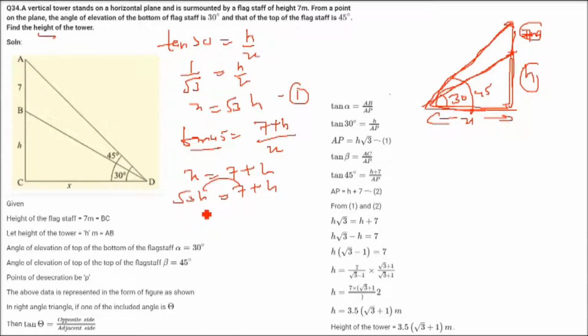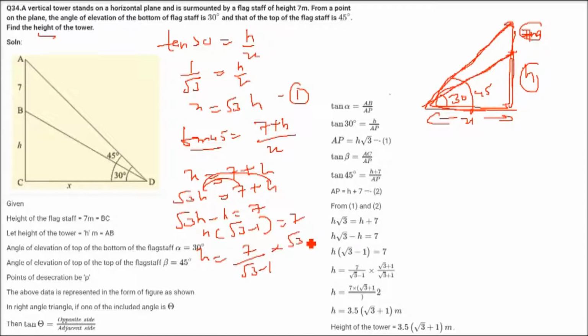Bring this here. Root 3 h minus h will be equal to 7. Take h outside, so h times root 3 minus 1 equals 7. H will be equal to 7 by root 3 minus 1. Now multiply numerator and denominator by root 3 plus 1. Why? Because we want to rationalize this one. We don't want root in the denominator. So what do we get?